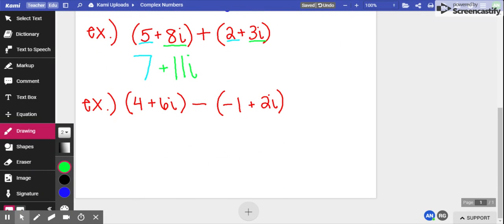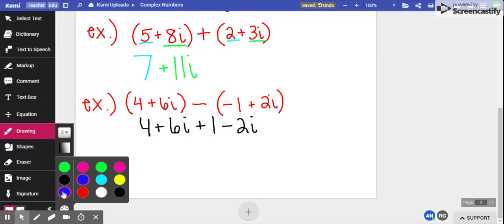When we subtract, things get a little bit more tricky, but definitely something that you can manage. When you are subtracting, you have to ensure that you've given that subtraction sign to both of the things that follow it. So what we're working with actually looks like 4 plus 6i minus a -1 gives me a +1, minus a positive 2i is minus 2i. So all you have to do is change the signs of the two things following it. And then you combine like terms like we did above.